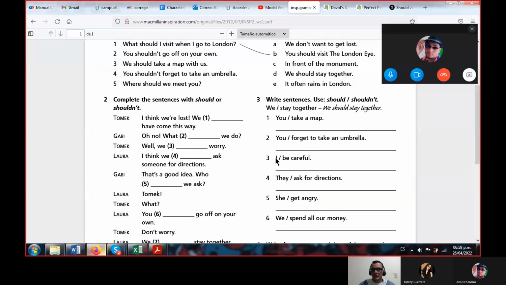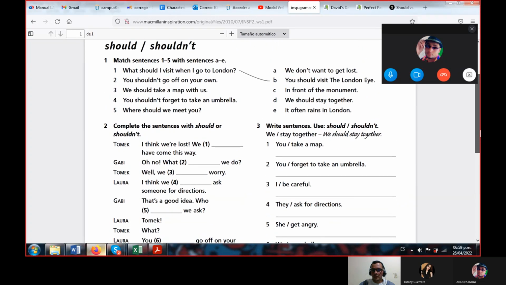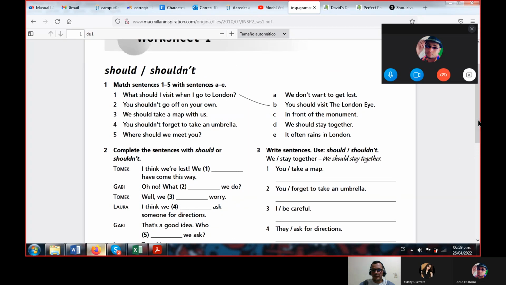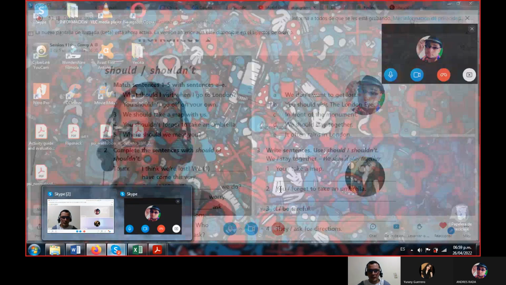Aquí nos ofrecen algunas partes, algunas palabras de la oración. Please use should or shouldn't. And please send me by email, by chat, by this chat, okay?